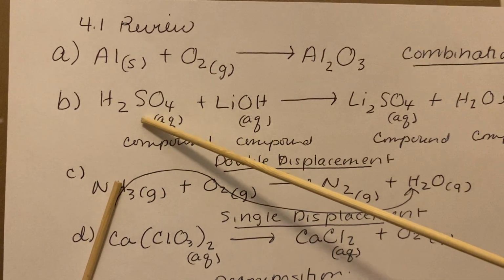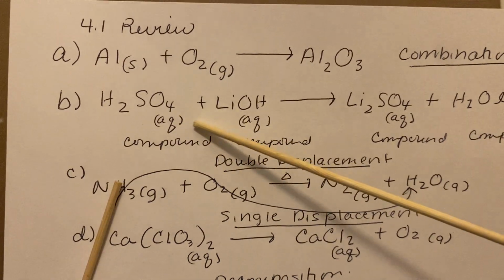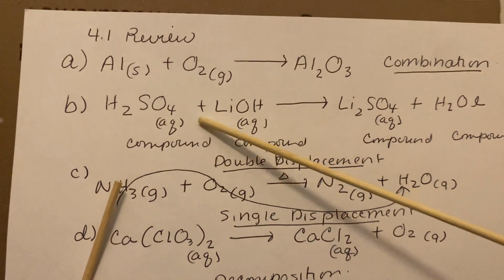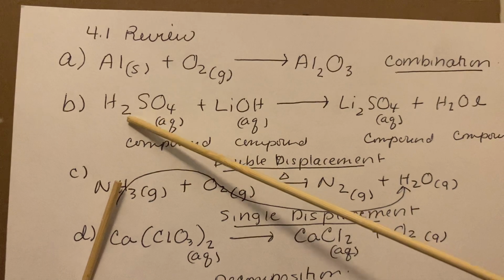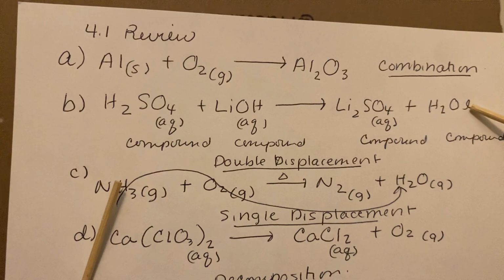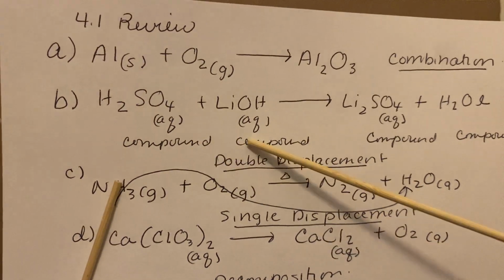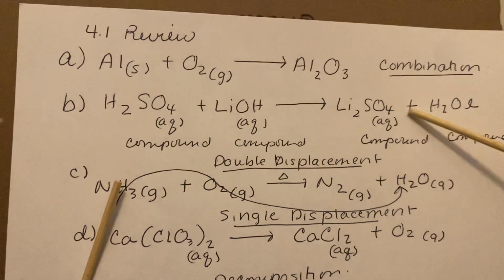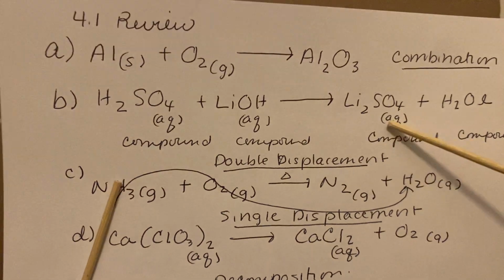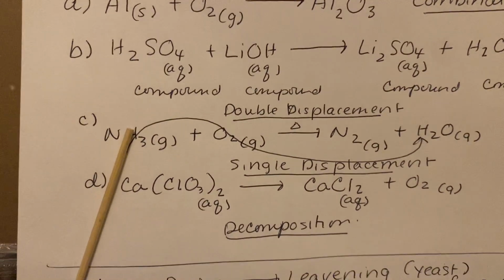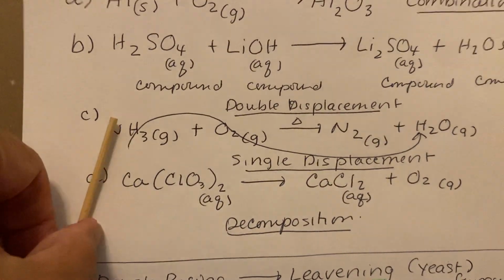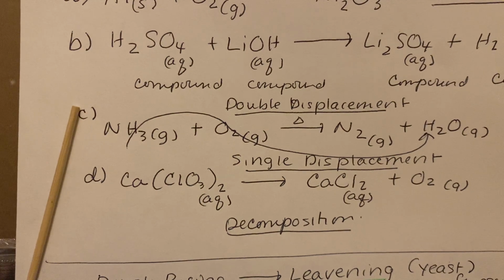Okay, we have the first one, aluminum and oxygen combining to form aluminum oxide. Of course, that's a combination reaction. That's a pretty easy one. This one we have aqueous hydrogen sulfate and lithium hydroxide here. You look at the equation here, what do you see? Well, on this side, you have lithium sulfate and hydrogen oxide. When I look at this, there's a compound, there's a compound, there's a compound, there's a compound. They're do-si-doing. They're changing partners. So this would be a double displacement.